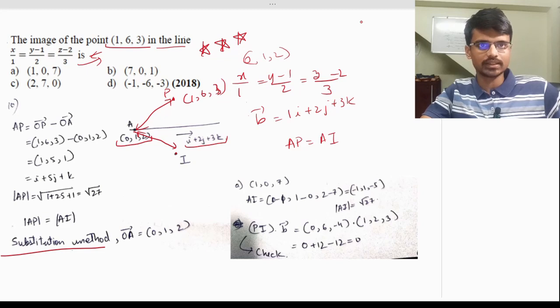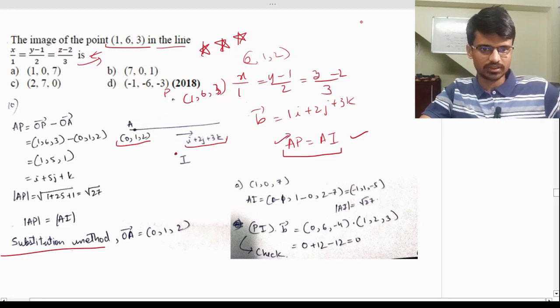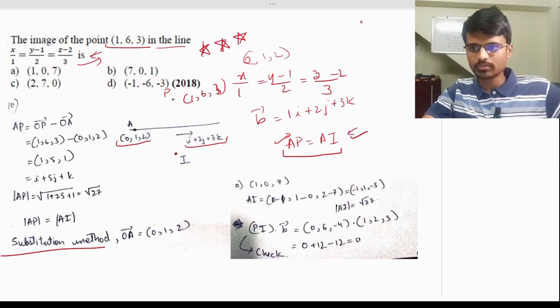AP and AI are equal, right? You will study this in physics. This can be proved using a congruency rule. Simple thing. AP is equal to AI. Everyone agrees here. This is a very crucial information that we'll be using to solve. So what is my AP?